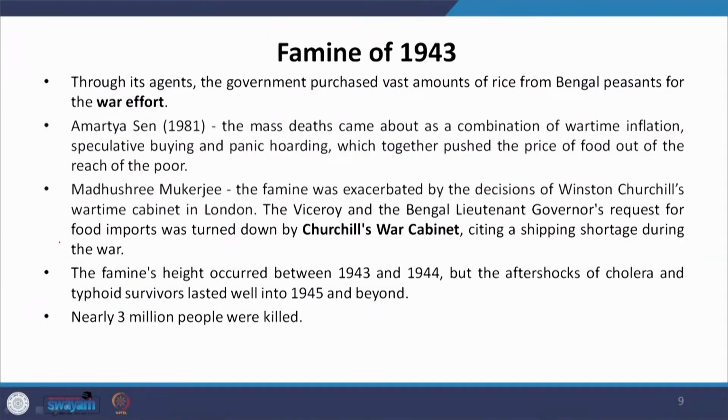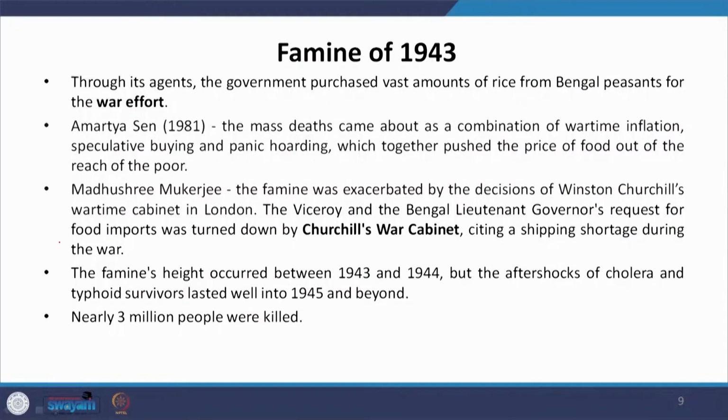Later critics like Amartya Sen would go on to say that the mass deaths came about as a combination of several reasons. One was the wartime inflation, and then speculative buying and panic hoarding. All of these together pushed the price of food out of the reach of the poor. So, there is inflation, and a lot of critics also say that there is a situation of artificial food crisis being created by the British government. Although food stock was available, it was not made accessible for the poor, and so it was almost tantamount to mass murdering of people.